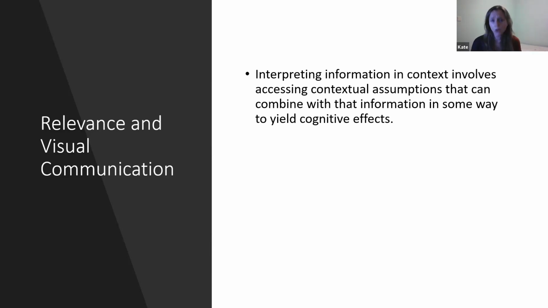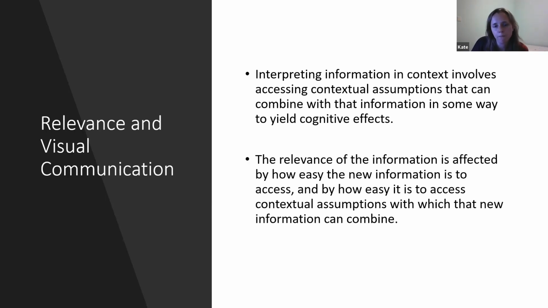So as we know, interpreting information in context involves accessing contextual assumptions that can combine with the information in some way to yield cognitive effects. So that's the point I'm going to come back to in a moment, to try to explain the difference between the traffic light and the facts up front system, in terms of the information has to be able to combine with something in order to be relevant, to yield cognitive effects. And we'll think about how that might work out in a moment.